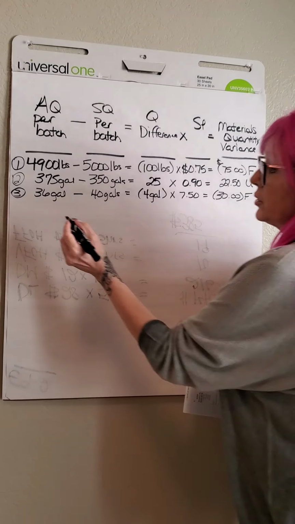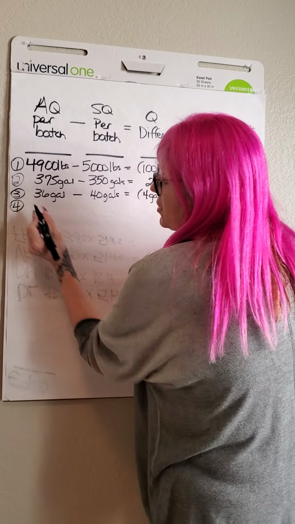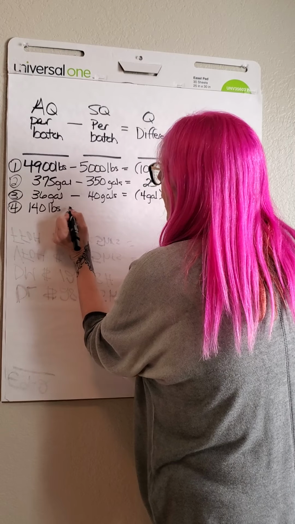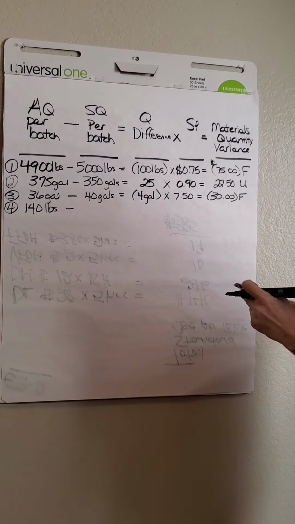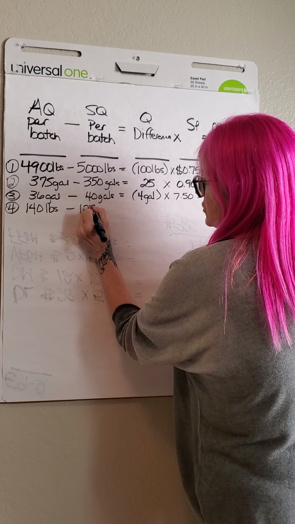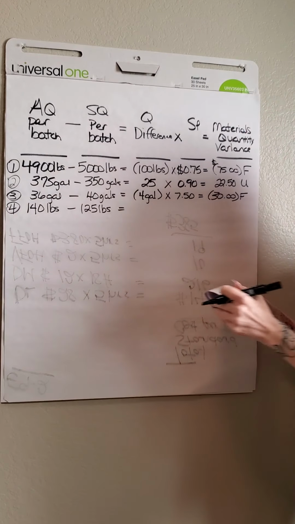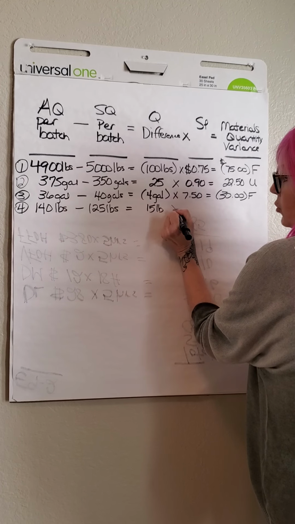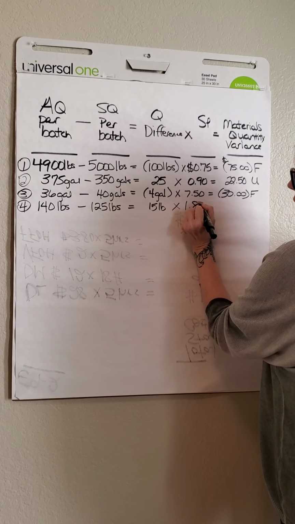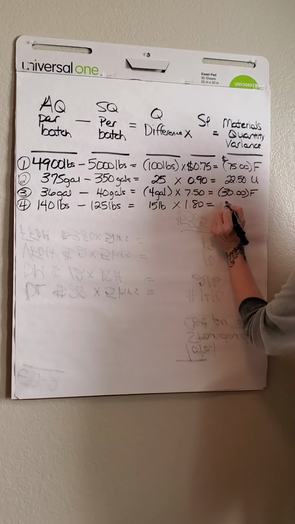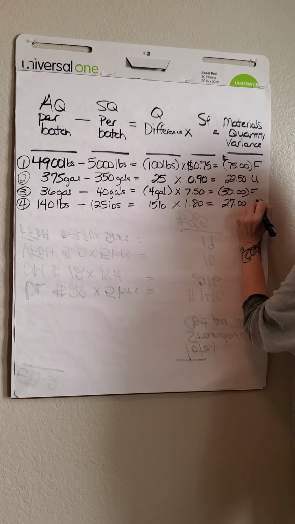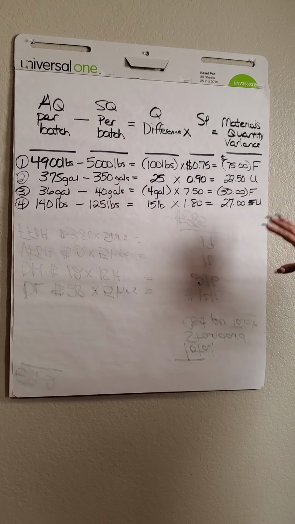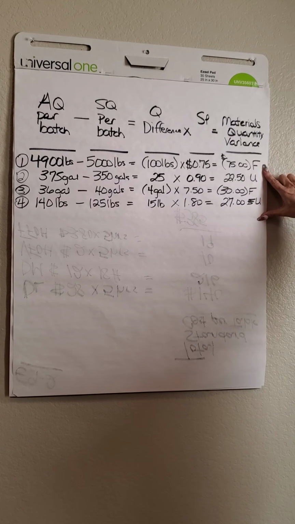And then the last item we're going to look at is the salt. And with the salt, we used 140 pounds. And the standard is 125 pounds. So we used a lot more than expected. That's going to give us a 15-pound variance. We're going to multiply that times the $1.80 standard cost per pound. And that's going to give us an unfavorable variance for the salt of $27.